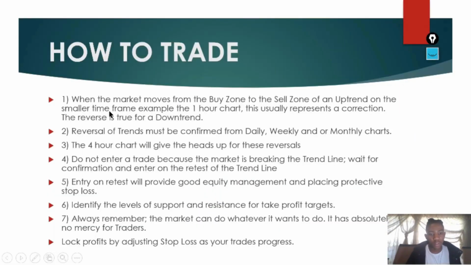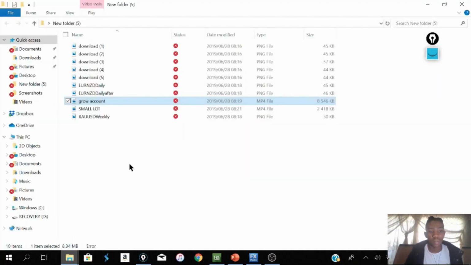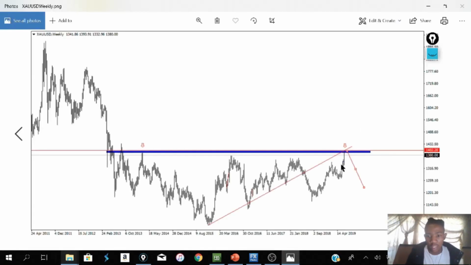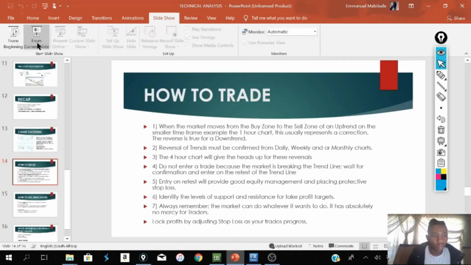Secondly, reversal of trends must be confirmed from daily, weekly, or monthly charts. That one is the most important, right? People just want to force their thing. So I want to show you the weekly chart we use for gold, where we had a nice shooting star here because we were looking at our resistance. We correctly placed our resistance, and you can see here we're testing the one that we had around 2014. That's the nice buy that we had, and we're testing the resistance here. So we went for a sell and we made a lot because we know how to properly apply them.